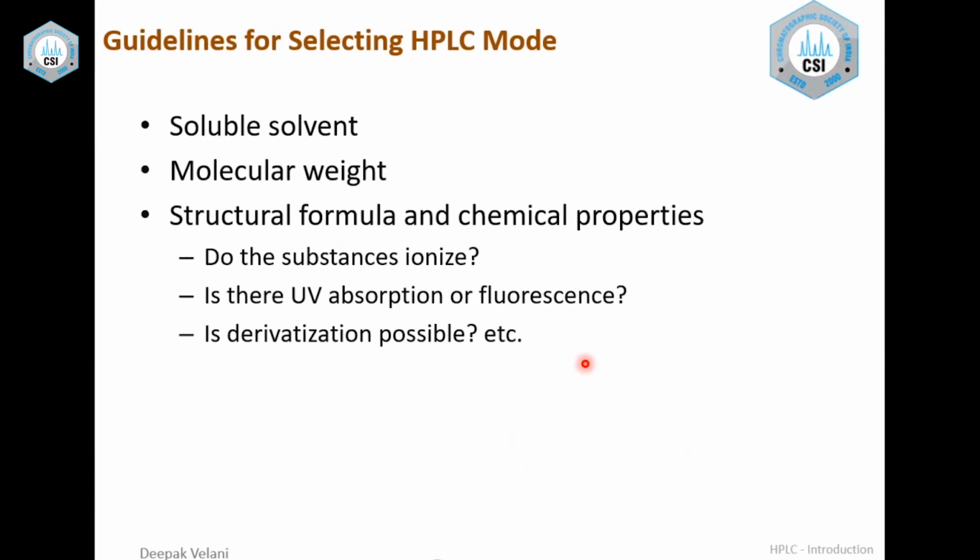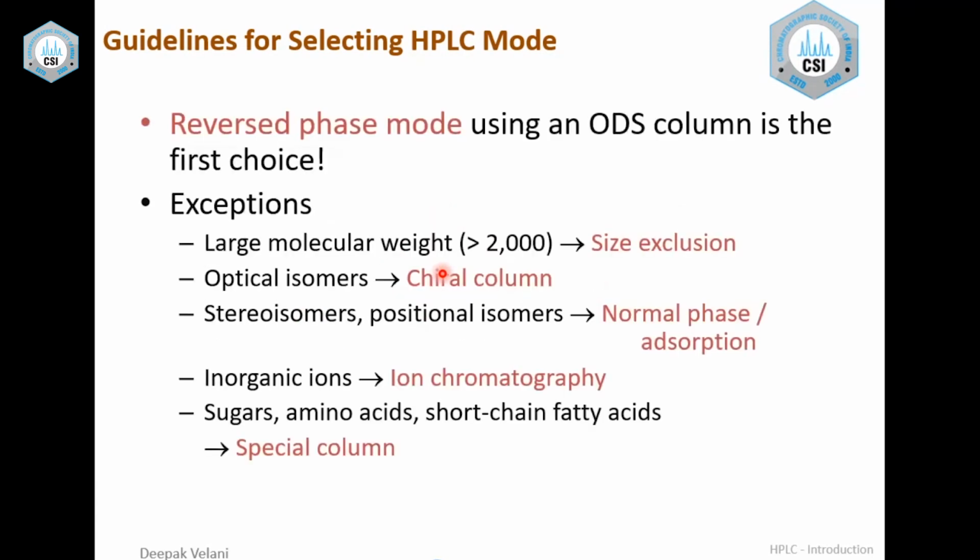What is important when deciding a mode for HPLC is the solubility, as I have discussed in the picture I have shown, the molecular weight, and then the structure: whether it has UV absorbance or doesn't have absorbance, can it be derivatized, can it not be derivatized, can it be ionized, can it not be ionized. So these are the aspects which decide the mode of chromatography. Now, reverse phase chromatography is the most preferred way of HPLC analysis, and people are doing a lot of reverse phase HPLC in analytical laboratories.